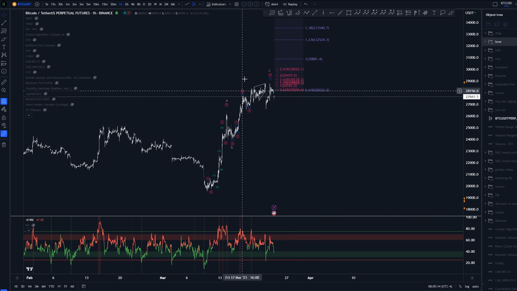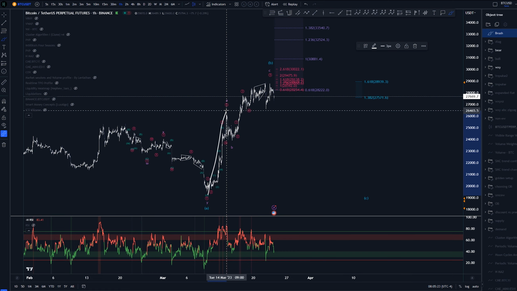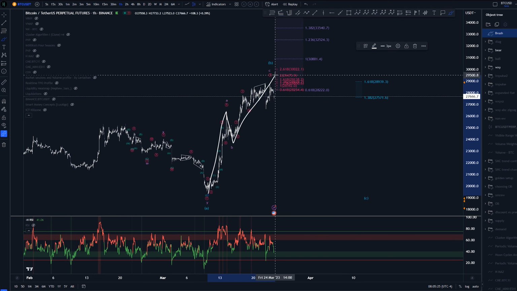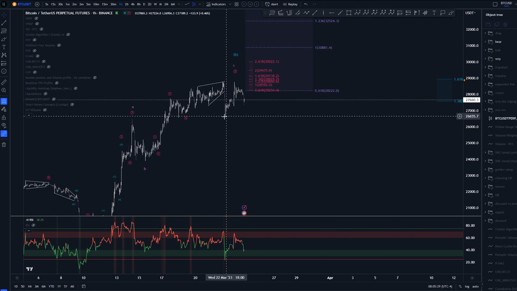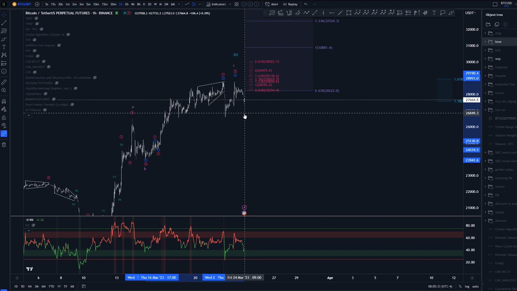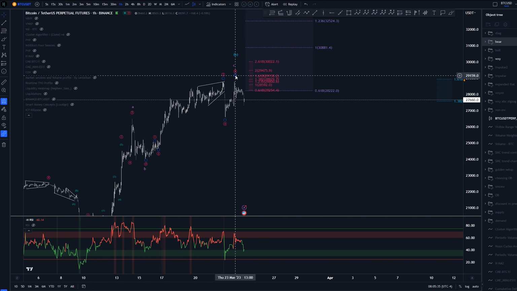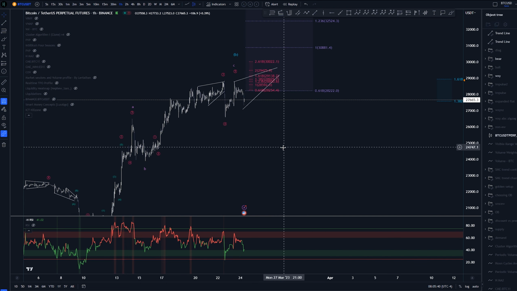The bear scenario, which again fits more into that WXY or this ABC, sorry, is this kind of scenario where we have this as a wave A, then looking for wave B, and then C. Now again, it is still possible for this whole structure to become a 3 in here. This would be 4 and then 5 later, and then we would have the same exact diagonal here.